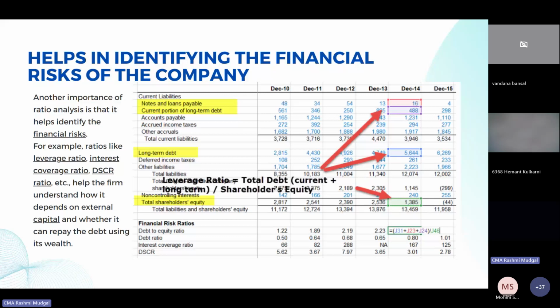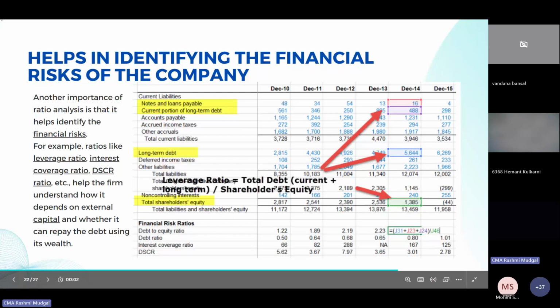Okay, so financial risk. Another important ratio analysis helps to identify the financial risk. For example, ratios like leverage ratio, interest coverage ratio, DSCR ratio, etc. help the firm to understand how it depends upon external capital and whether it can repay the debt using its wealth. Okay, so they can understand whether the firm actually has a profit or not.